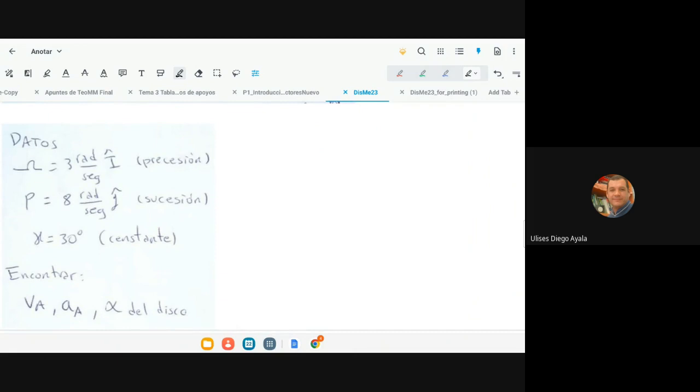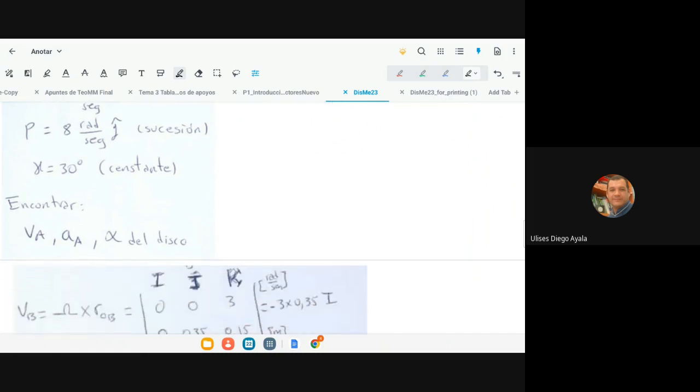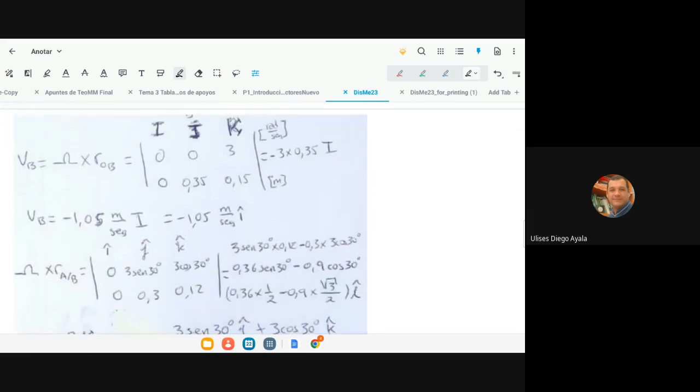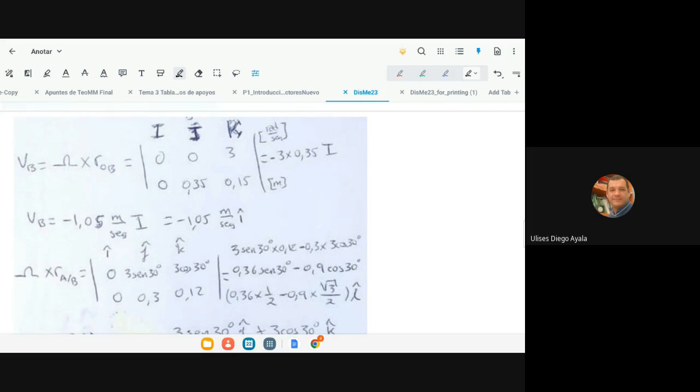Data: the two rotations, precession and the other angle, which is constant. And we are asked to find the velocity and acceleration from the disk. But in this case, we are going to focus on the velocity and the acceleration of the point A, which is the important data, the data we got from the motion, and the one which is easier to understand. The other one is more complicated.